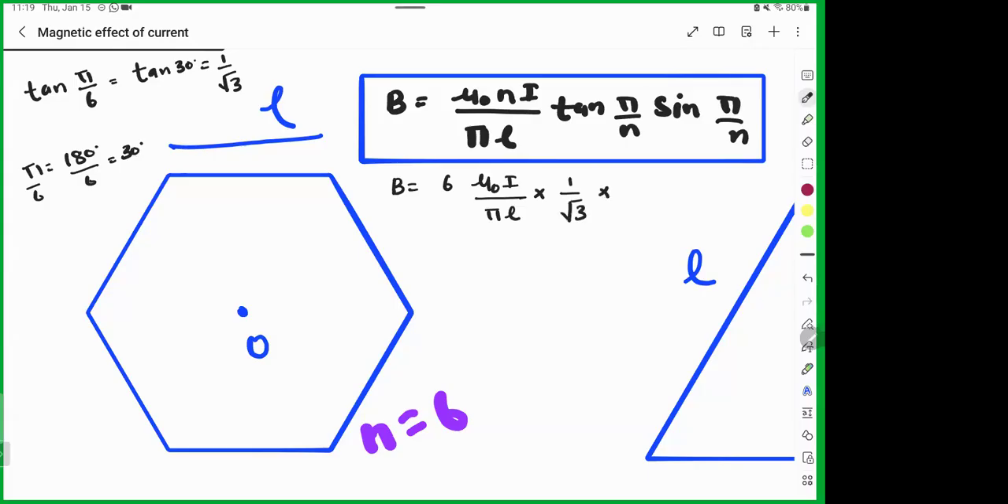Barinder, what is sin pi by n value? So 30 degrees. Sin 30 value? 1 by 2. Done. Understood everyone? So when you just see the formula, it looks difficult. When you solve a question through the formula, it looks easy.